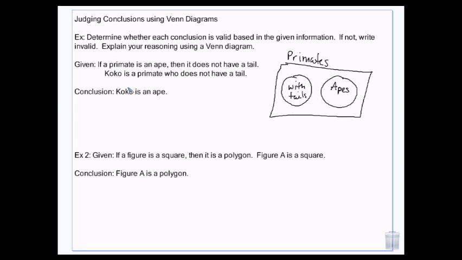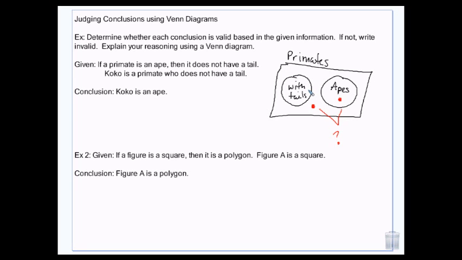Now, if I say for sure that if you're an ape, you don't have a tail, then these two circles don't overlap. But if I say Coco doesn't have a tail, is she here or is she here? We don't know. We don't have enough information, right?